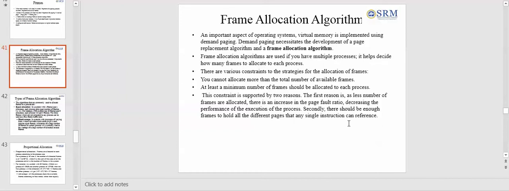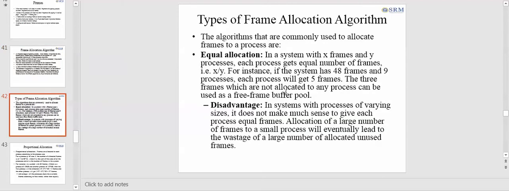Next, what are the types of frame allocation algorithm? You have got three types of frame allocation algorithm. First one is equal allocation, then proportional allocation, and priority allocation. So what is equal allocation? We will just go to the problem first and you will understand what that is.